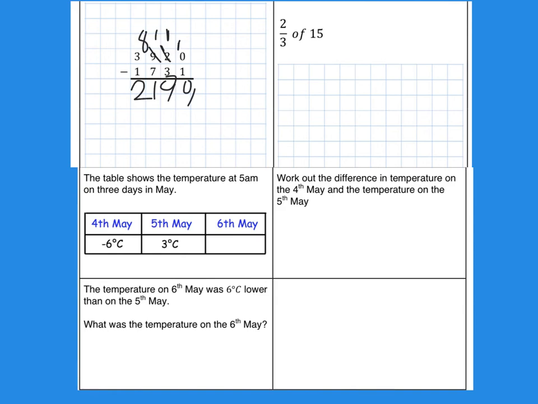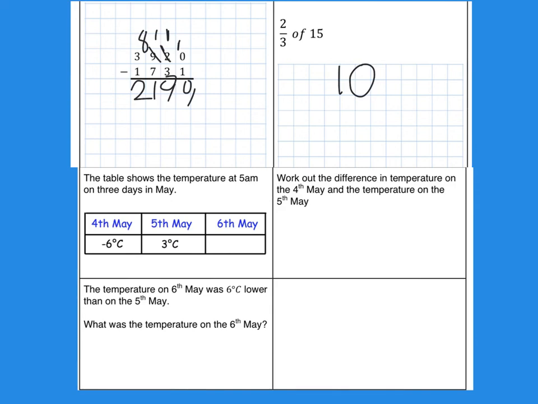Okay, so 2/3 of 15. If you know your 3 times tables, you will know that 3 times 5 is 15. So 1/3 of 15 is 5. 2/3 is going to be 10. Okay.